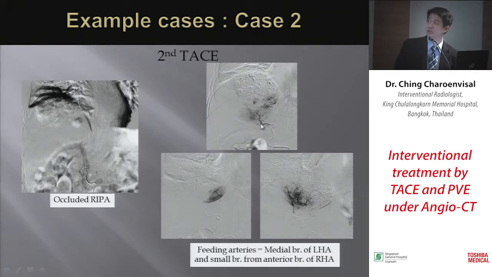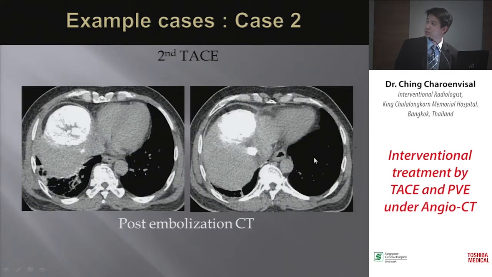The feeding artery is from the medial branch of the left hepatic artery and the small branch of the anterior branch of the right hepatic artery. So we select these feeding arteries, and then we do the chemoembolization. You can see there is good lipiodol staining in the large tumor.